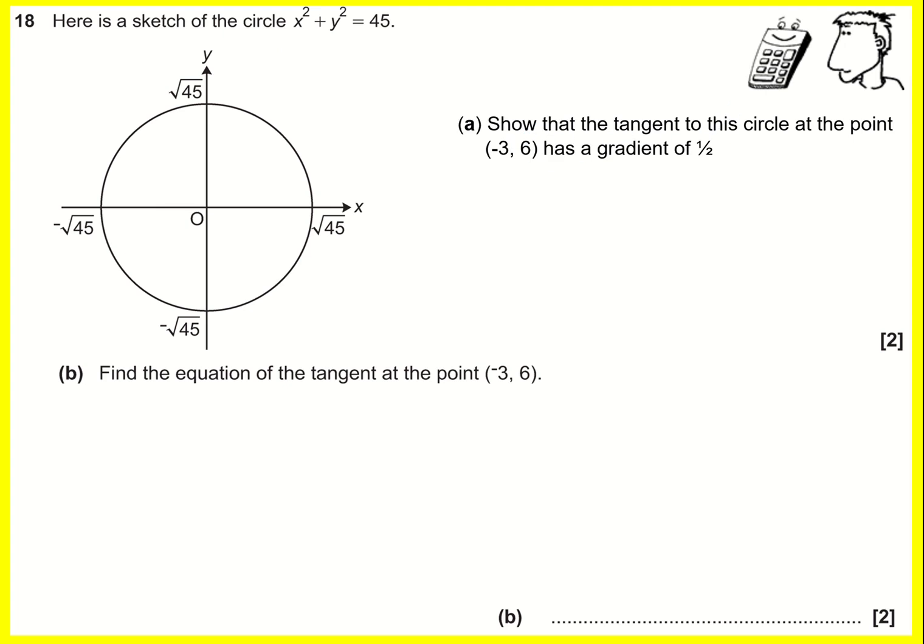In some ways, this is a nice question because they've actually told us the answer. We've got to try and figure out how we get it. So first of all, let's just locate the coordinate (-3, 6). It's going to be around about here. And the tangent is going to be the line that just glances off of it, like so.